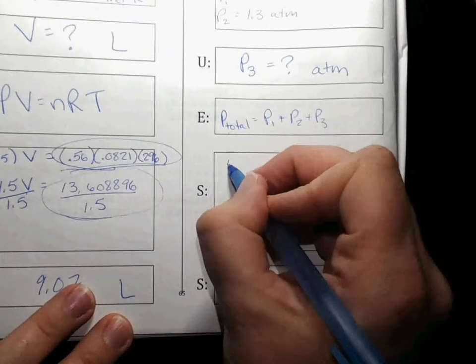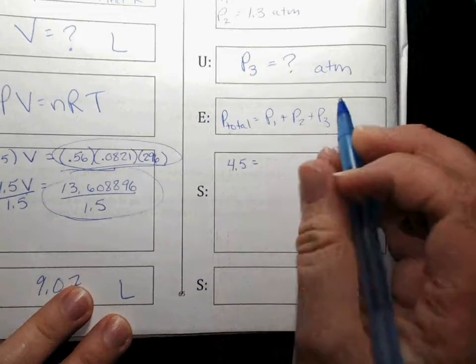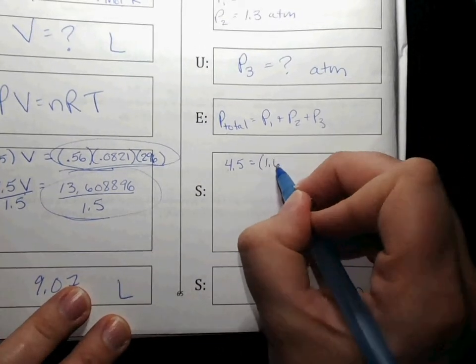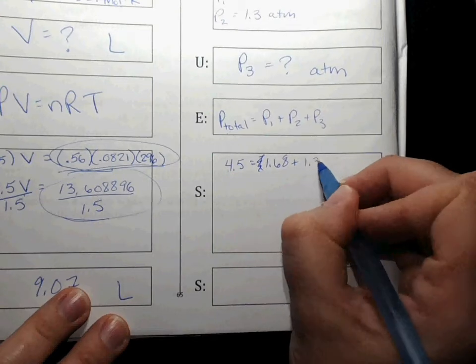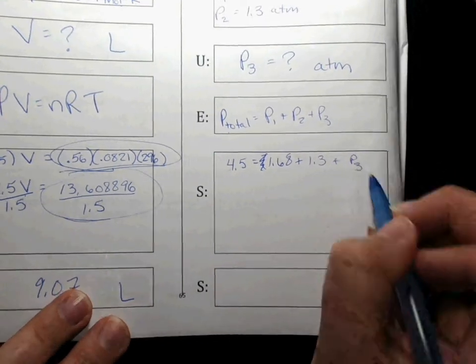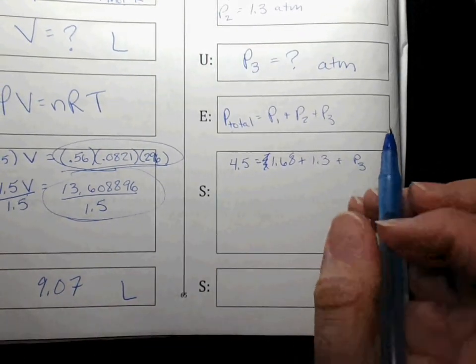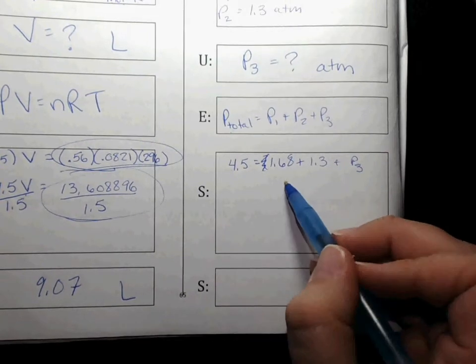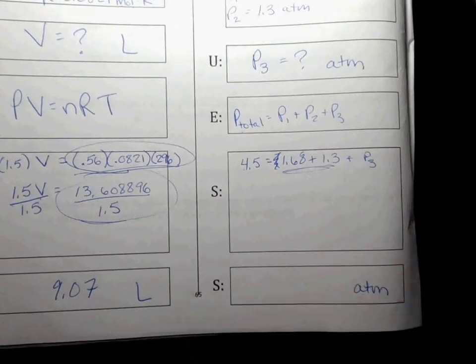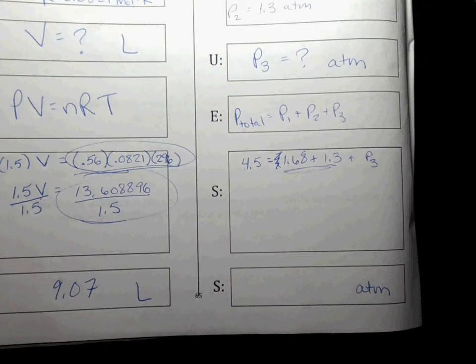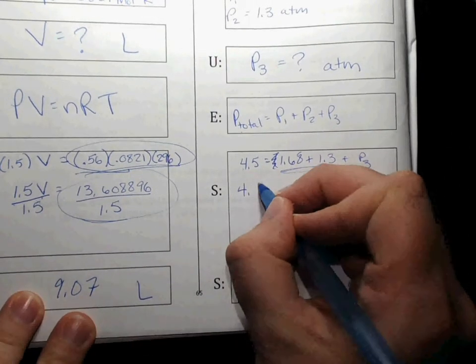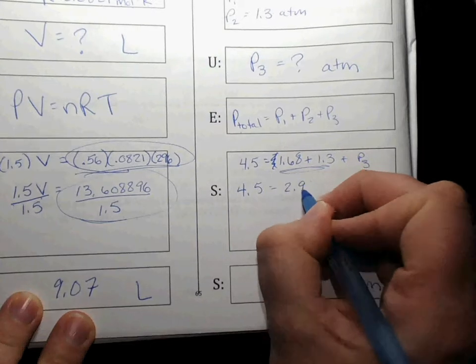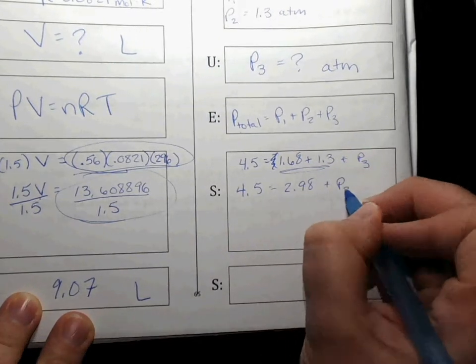From here, we're just copying and substituting our numbers in. Instead of P total, I'm using 4.5 equals P1 was 1.68 plus P2 was 1.3 plus P3 we don't know. The easiest way to solve this problem is to first simplify. Combine like terms, 1.68 plus 1.3. So 4.5 equals 2.98 plus P3.